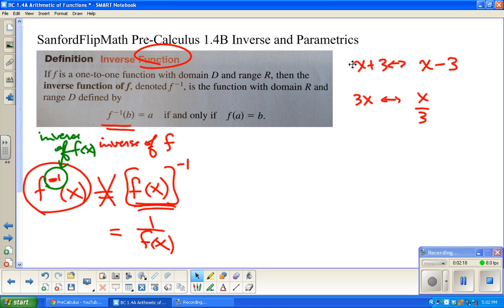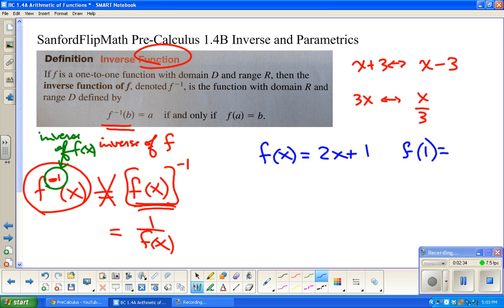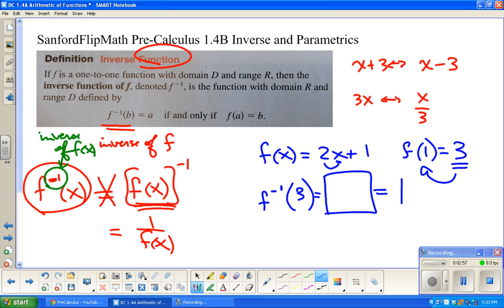The conceptual idea is that the inverse is a rule, a function, an equation that undoes whatever f of x does. For instance, if f of x equals 2x plus 1, and I do f of 1, well, 2 times 1 is 2, plus 1 is 3. If I want to get from that 3 back to the 1, I need to undo whatever happened. So f inverse of 3 ought to get me back to 1. The question then is, what's the thing in the middle that'll do that?